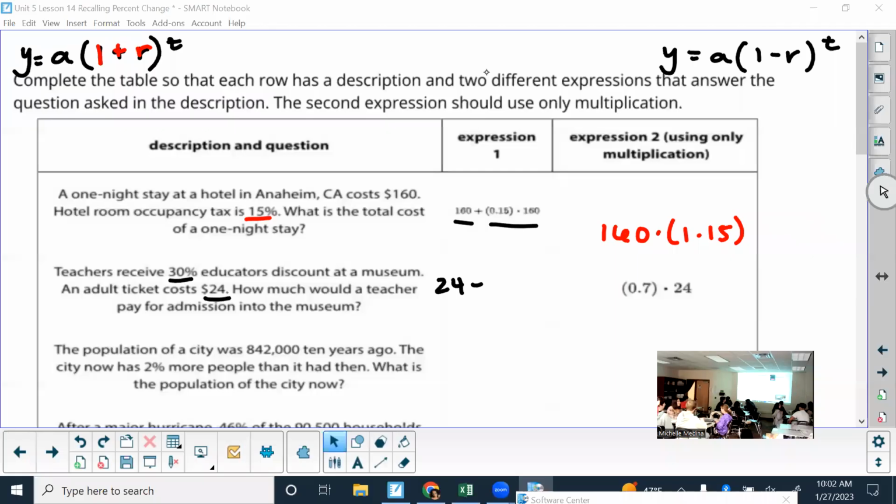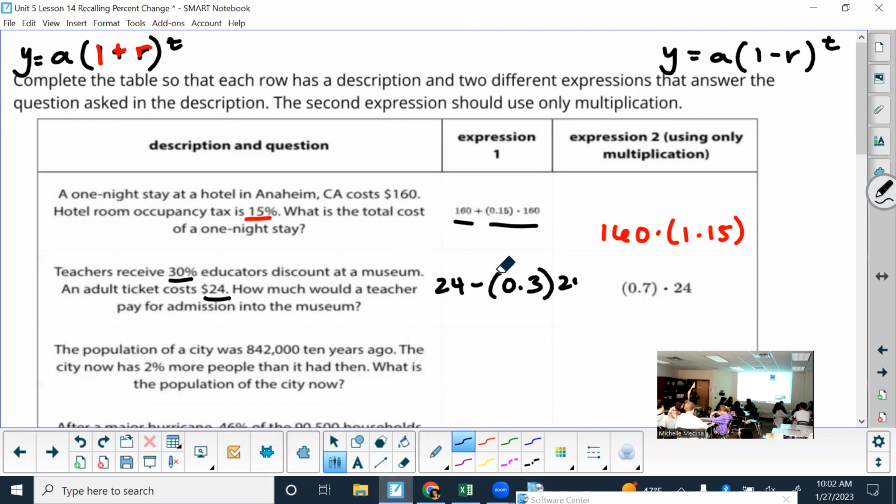All right, so don't look at the right side column yet. Just listen to what's going on. So how can I figure out what 30% of 24 is? What am I multiplying together to figure that out? 24 and 0.3. That would give me my discount, and we're subtracting it from the original. That's what you're doing in the expression 1 column.